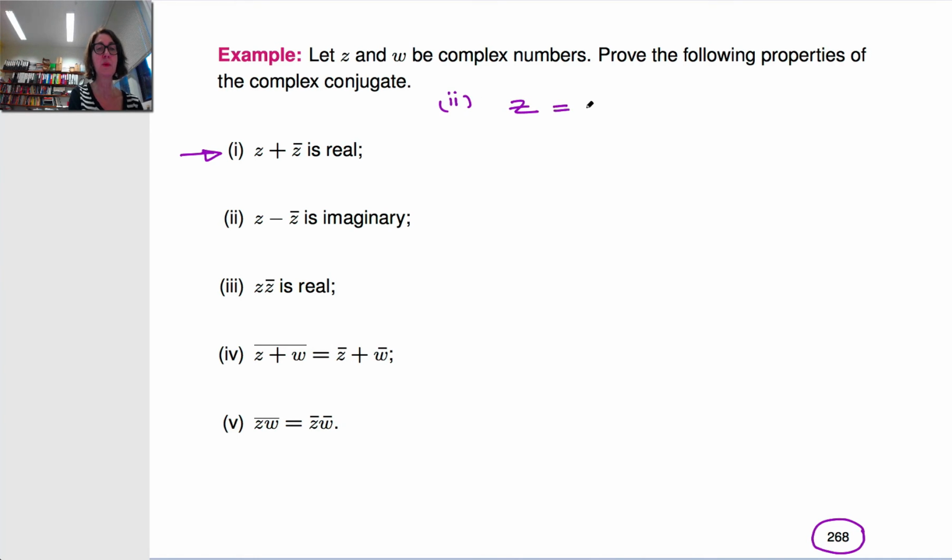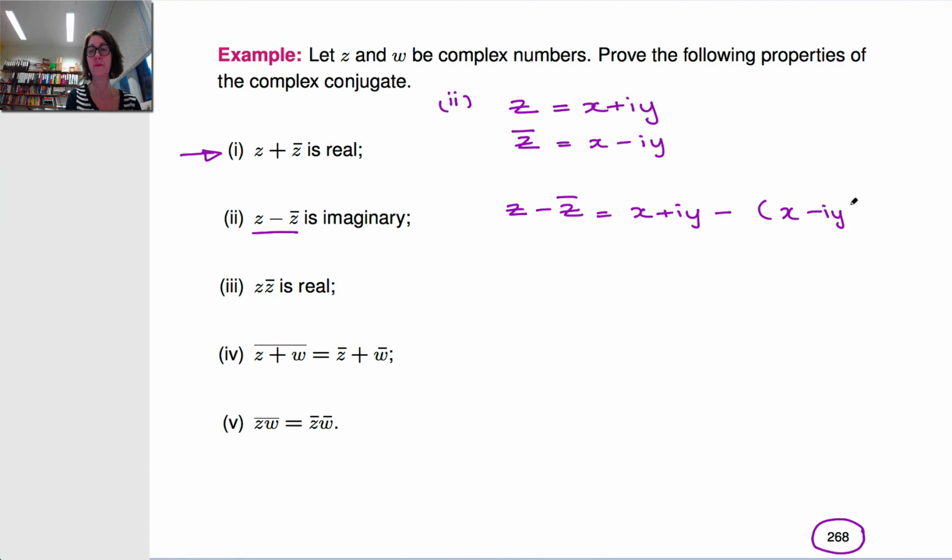We're letting z be equal to x plus iy, so it's just some arbitrary complex number, and so z bar is x minus iy, that's the conjugate. What we want to do is look at z minus z bar. So z minus z bar is equal to x plus iy minus x minus iy, and that's just x minus x plus iy, and I've got a minus minus there, so I've got a plus iy, so this becomes 0 and I get 2yi.